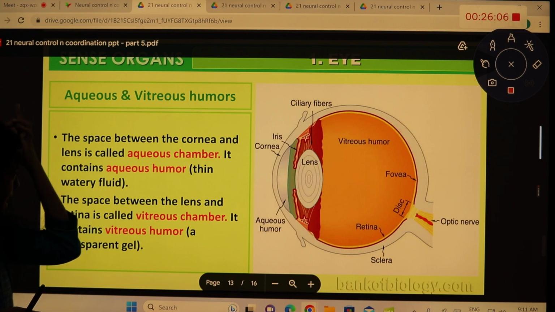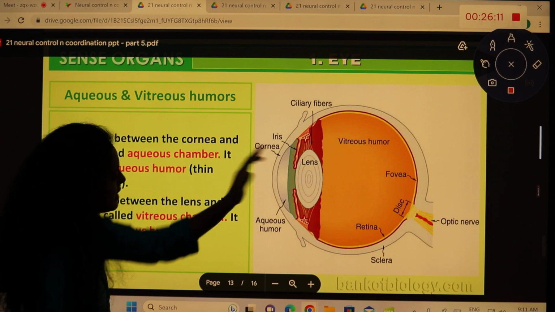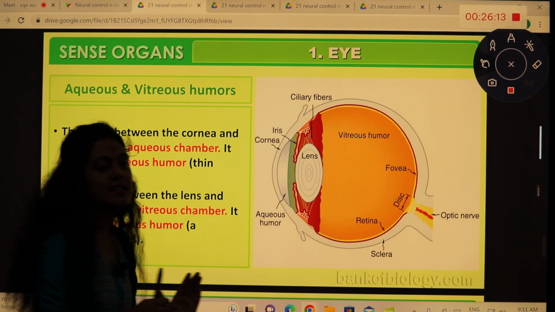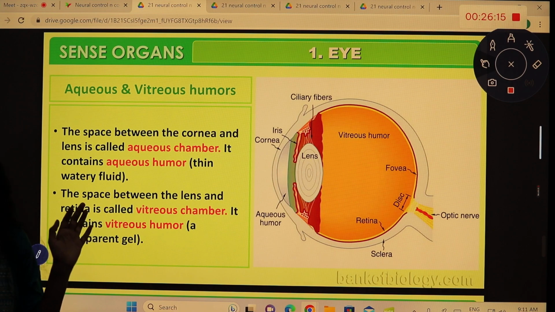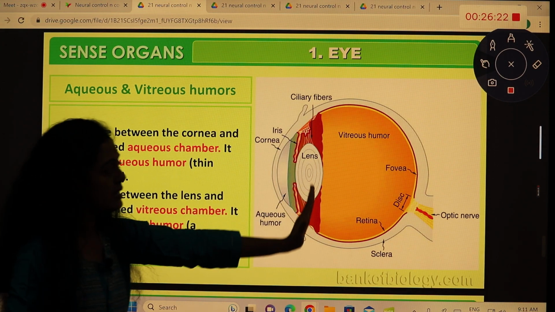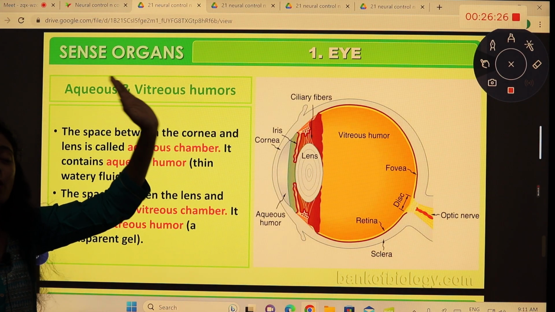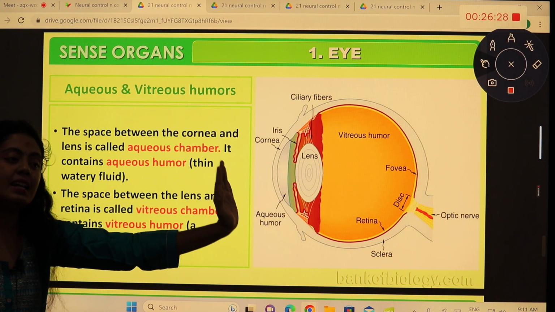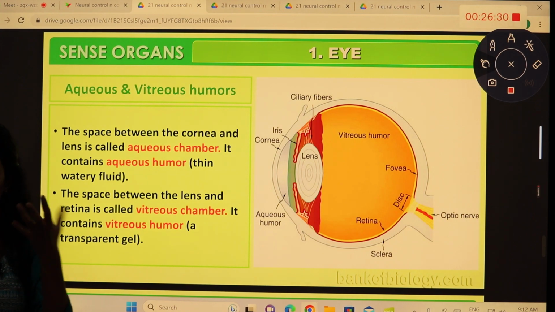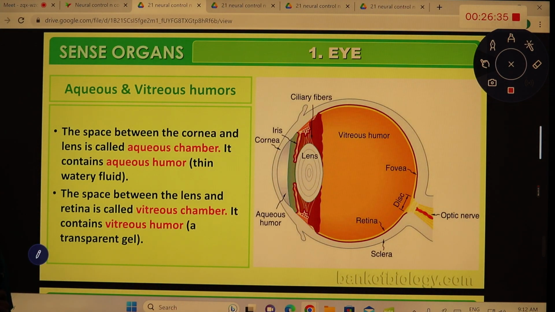Okay, so what is this aqueous chamber? The space between the cornea and the lens, this space, is called the aqueous chamber, and it is filled with a fluid called aqueous humor. The space behind the lens, between the lens and the retina, is called the vitreous chamber. And what is the vitreous chamber filled with? Vitreous humor. Humor means liquid, fluid. And what is the function of this fluid? It helps to maintain the shape of the eyeball.